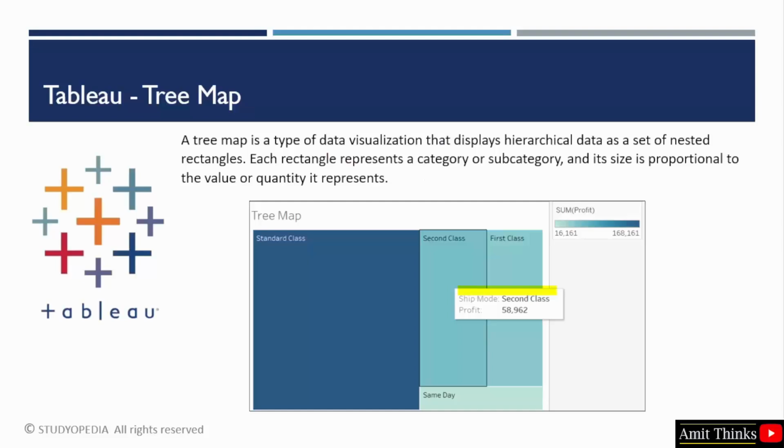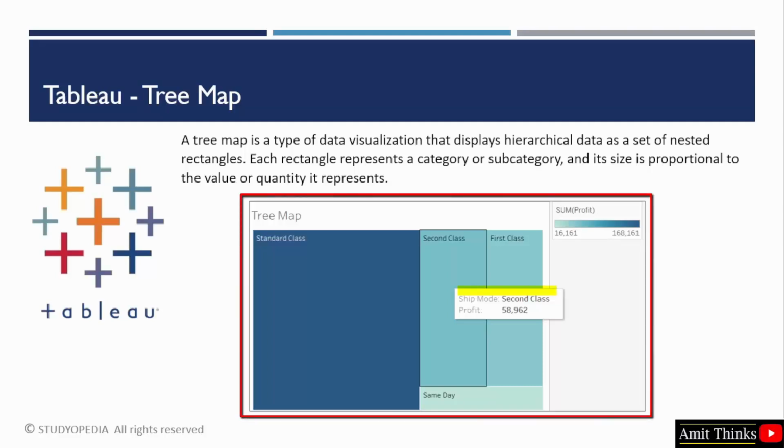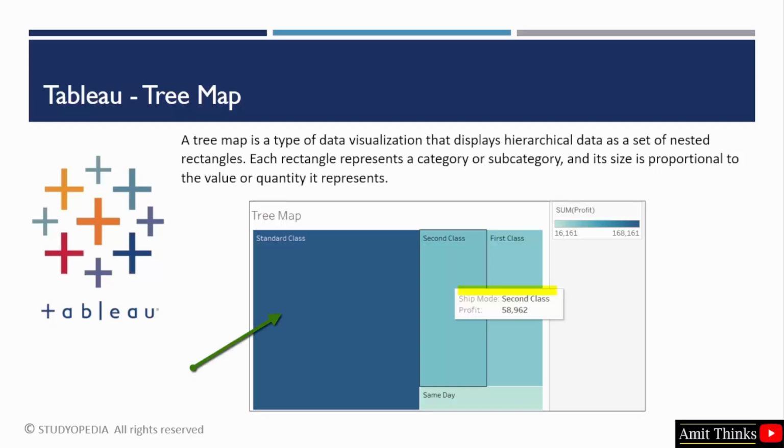So a tree map displays hierarchical data as a set of nested rectangles. In the image you can see the rectangles, and the darker color rectangle displays more profit and the lighter one will display the lesser profits. Okay.